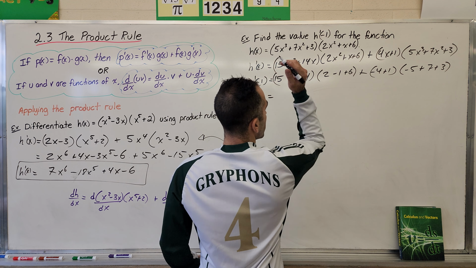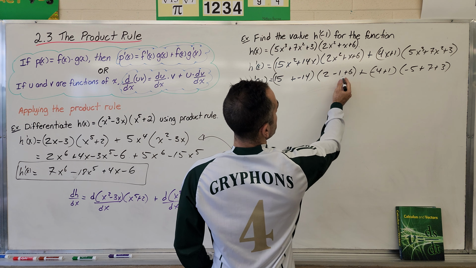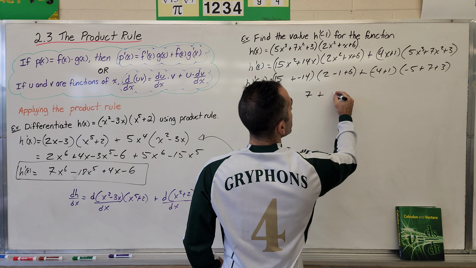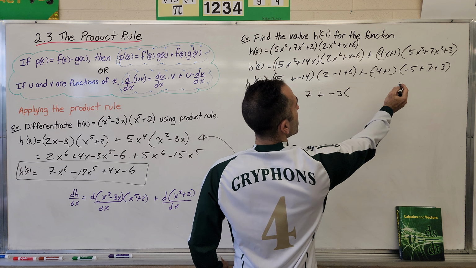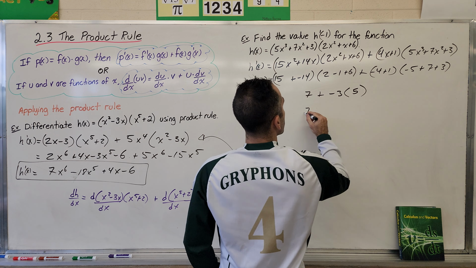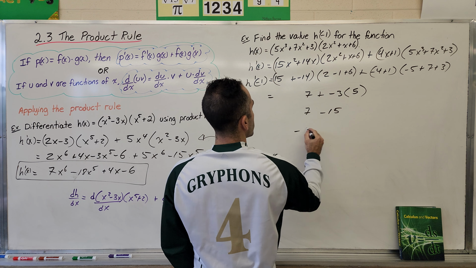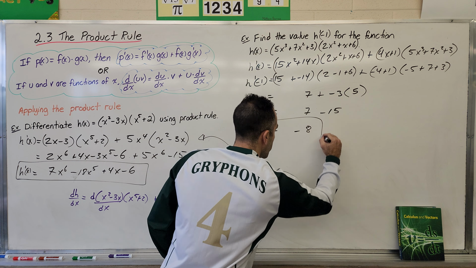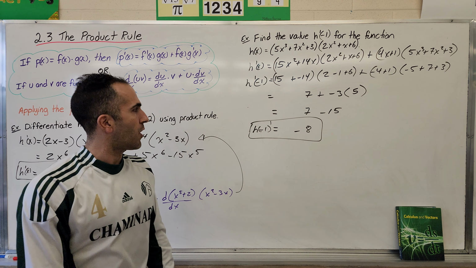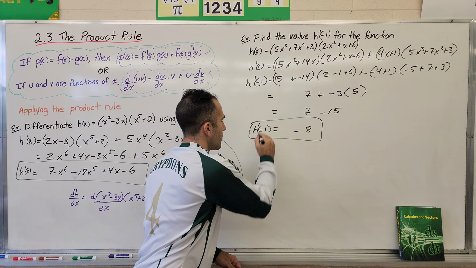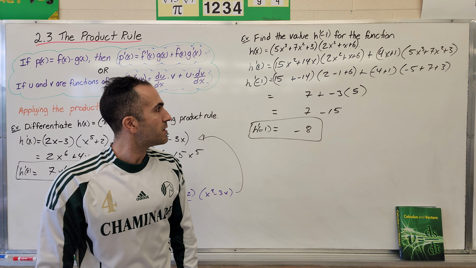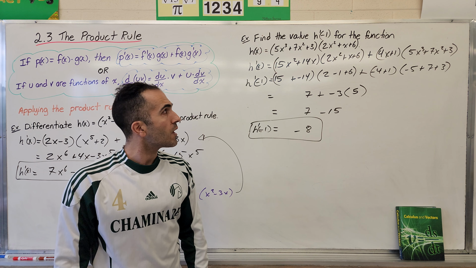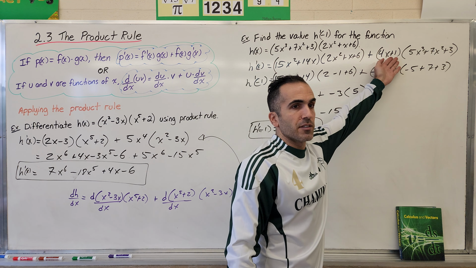This becomes a 1, gone. This becomes a 7. -3 times 5. 7 minus 15. -8. Therefore, h prime at -1 is -8.